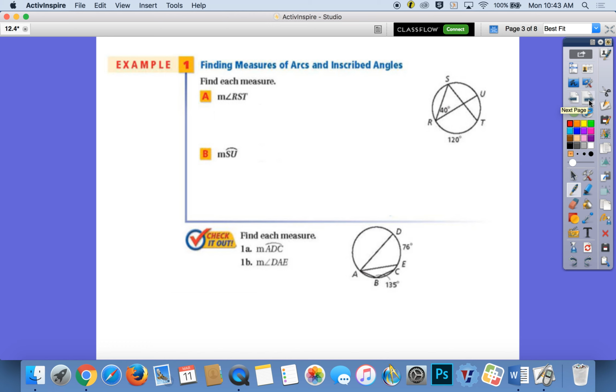So we want to find the measure of angle RST, this angle here. It's intercepting an arc of 120 degrees, so we cut 120 degrees in half, and we get 60 degrees for the measure of that angle.